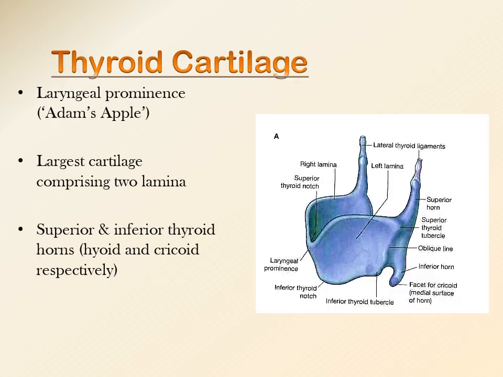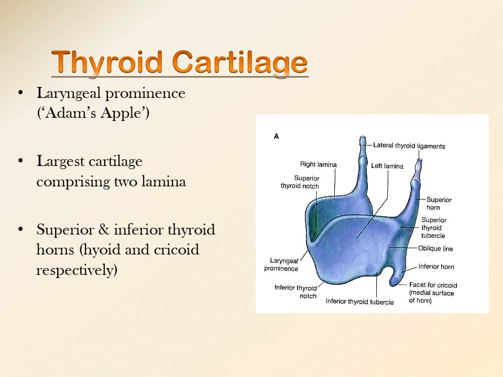الكارتلج الثاني هو thyroid cartilage. هذا هو أكبر cartilage in the larynx. It has 2 lamina and 2 horns. The 2 lamina attached anteriorly to form laryngeal prominence. Laryngeal prominence, or what is called Adam's apple, تفاحة آدم.